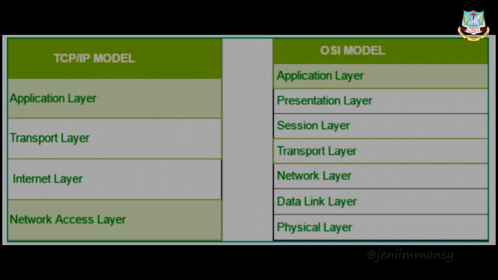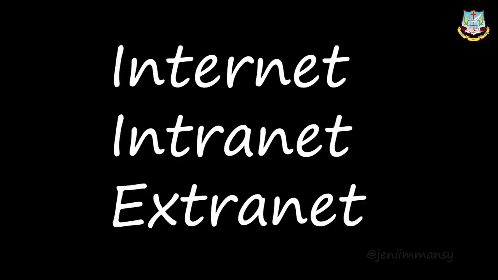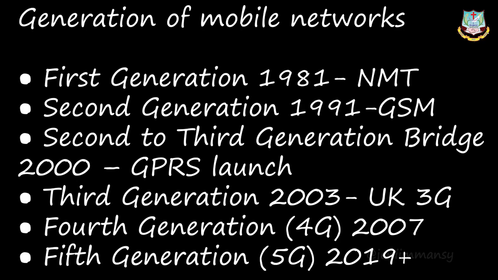In this chapter, network examples and protocols, we have learned about networks, right? We have learned about networking protocols and about internet, intranet, extranet, and we have seen the comparison between them. And then we have seen mobile networks, the generations of the mobile networks. Do you remember the generations? First generation 1G, second generation 2G, second to third generation bridge 2.5G, that is GPRS launch, and third generation 3G, fourth generation 4G, fifth generation 5G.